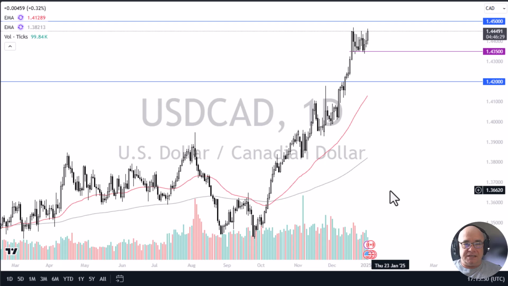We will undoubtedly have some type of pullback in strength of the US dollar. The question here is, will we get a daily close above 1.45, which would signify that the loonie is going to continue to get beat down, or do we get a little bit of a pullback and find value? I prefer the latter of the two, but if we break above that 1.45 level, you have to acknowledge that.